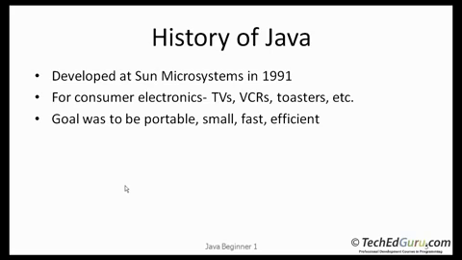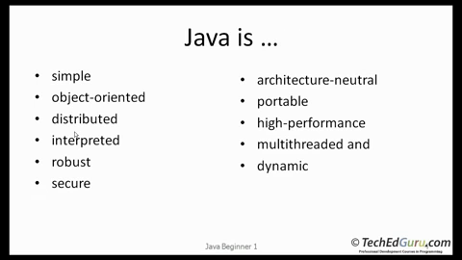Looking at the history of Java, it has been around for a while. Originally developed at Sun Microsystems in 1991. They wanted to develop a programming language for small devices like TVs, VCRs, toasters, ovens, etc. And their goal was to make a portable, small programming language. Originally, the language was known as Oak. It was released as Java in 1995.